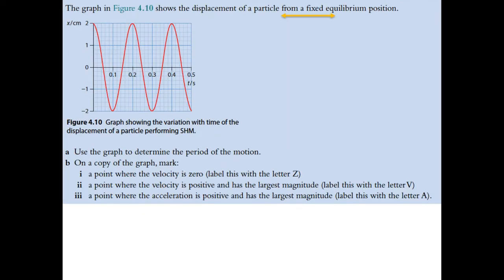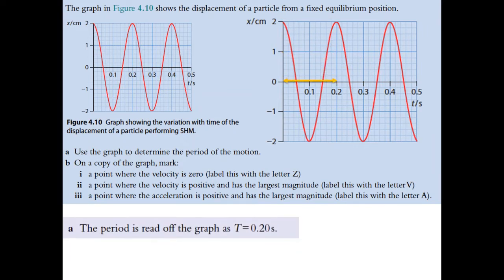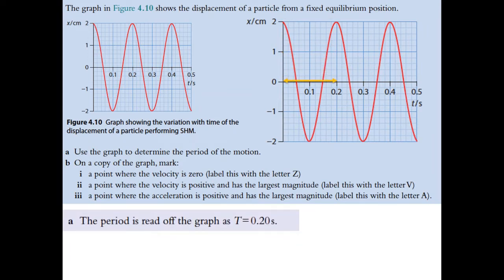Question number 2. The graph shows displacement of a particle from a fixed equilibrium position. A. Use the graph to determine the period of the motion. So let's amplify the graph. Since this is a cosine graph, the period is from crest to adjacent crest, and that is 0.2 second.